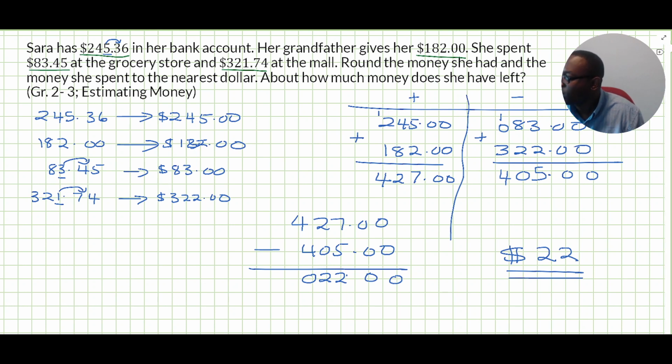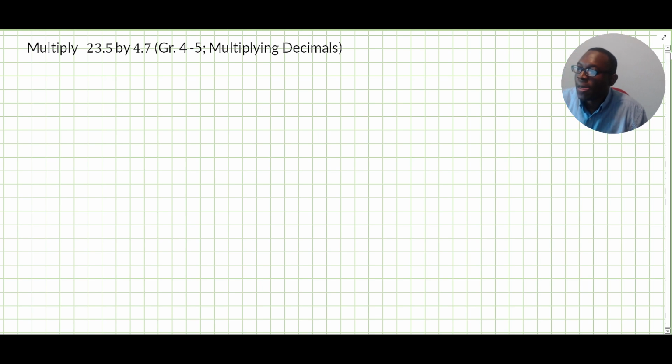4th and 5th graders, multiply 23.5 by 4.7. So we're going to be multiplying some decimals here. That is okay. Thank you for your participation. So we're multiplying two decimals. So let's give you about a minute or so to multiply these decimals.